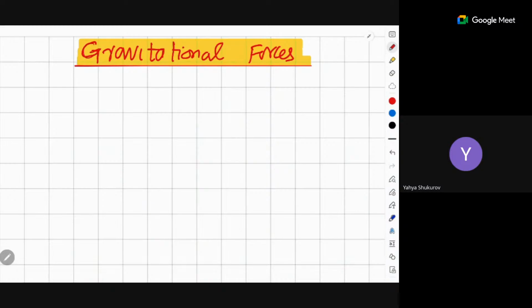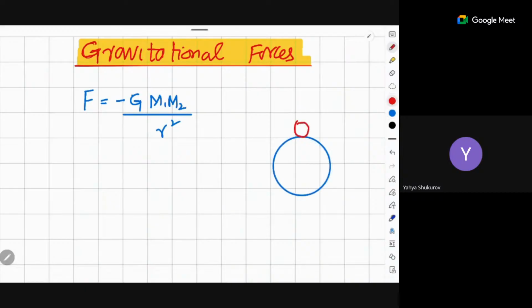Gravitational forces was in progress, and I told you that the basic concept of the gravitational force was discussed by Newton. The formula for the gravitational force is G m1 m2 divided by r square. And according to Newton's law of motion, if we have two bodies, definitely these two bodies will attract each other, and this attraction will be equal in magnitude but opposite in direction.